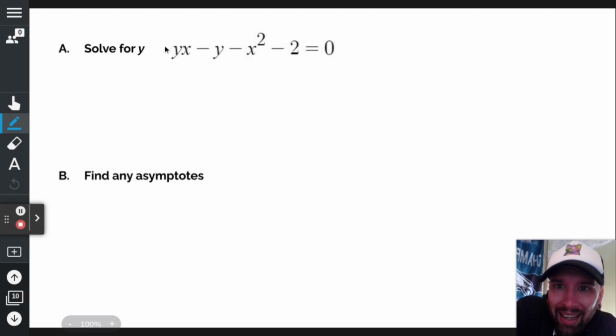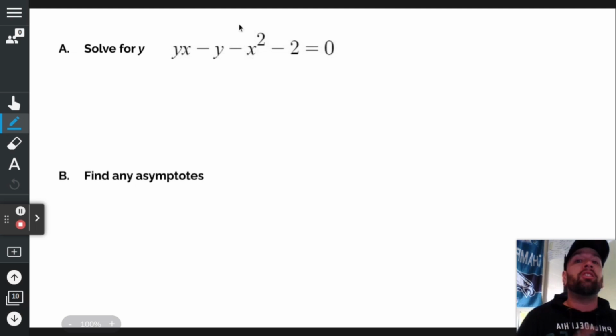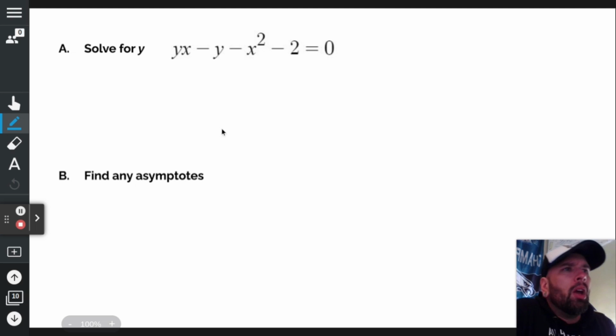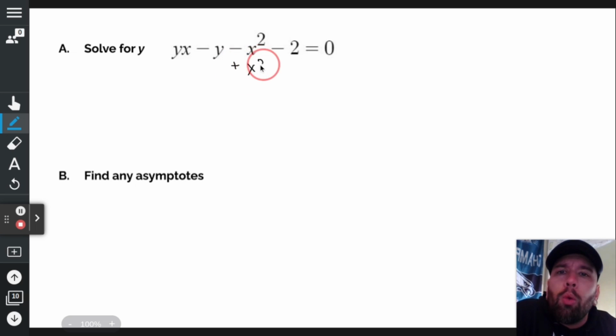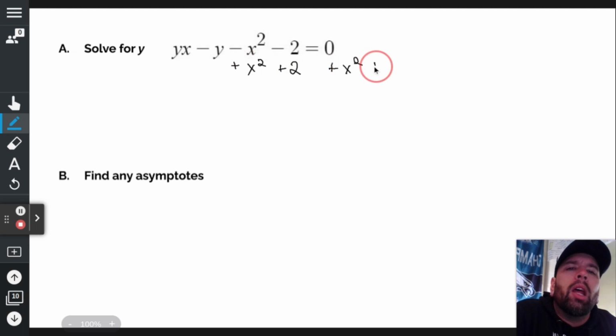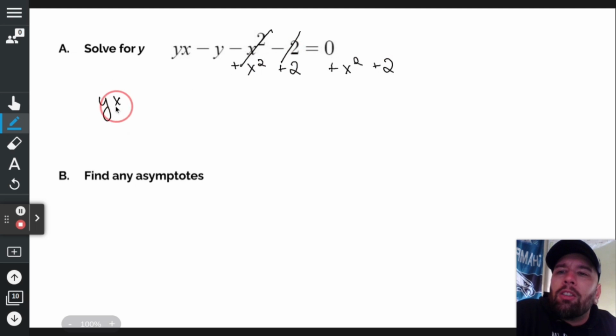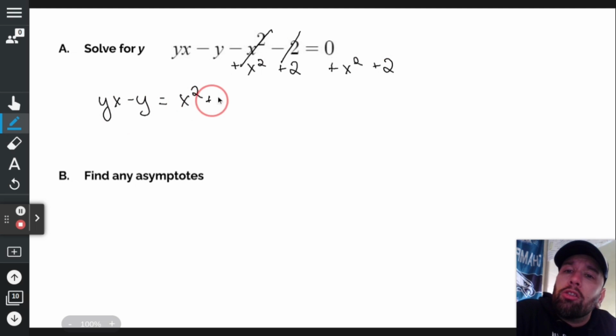Solve for y, all right? So I'm given what's called an implicit function or an implicitly defined function, which means it's not just y equals. So what I'm going to do is get y all by itself. So let's add x squared and add 2 to both sides. Now I have yx minus y equals x squared plus 2.